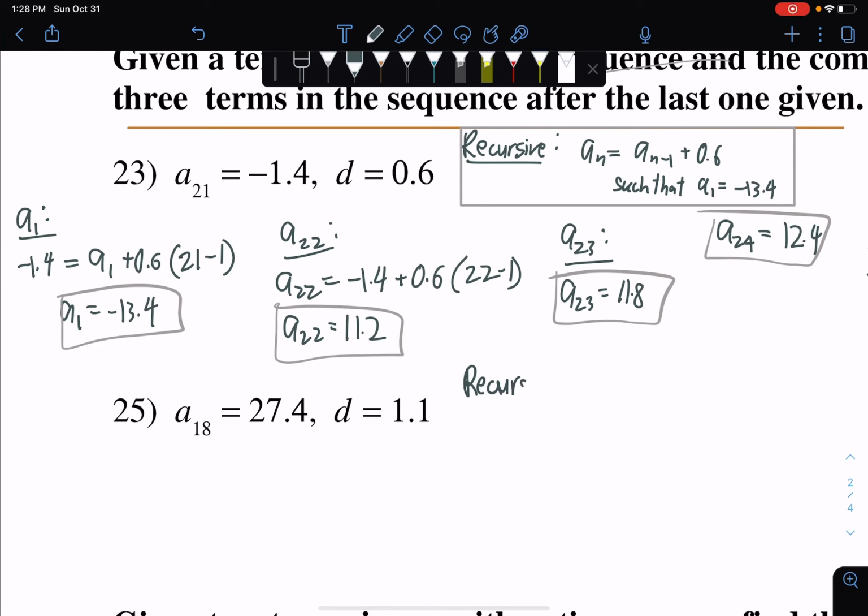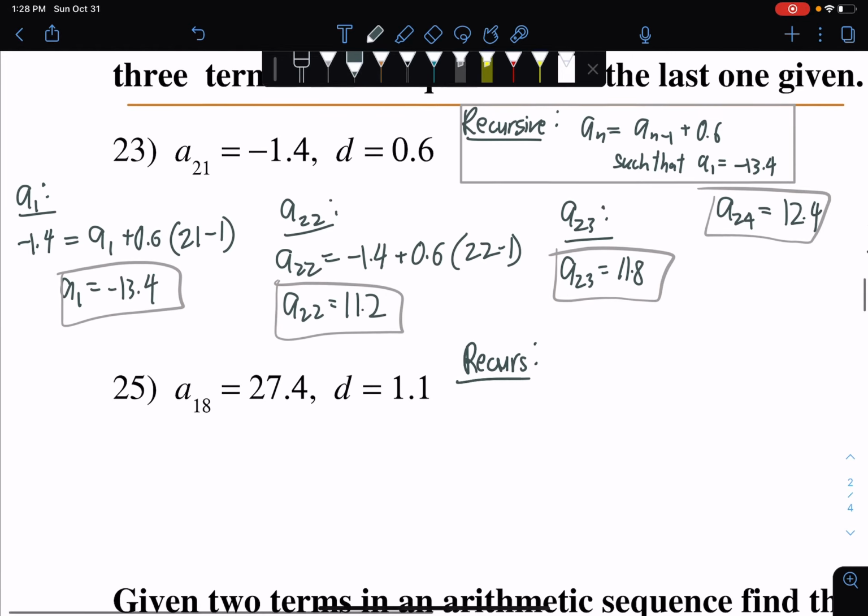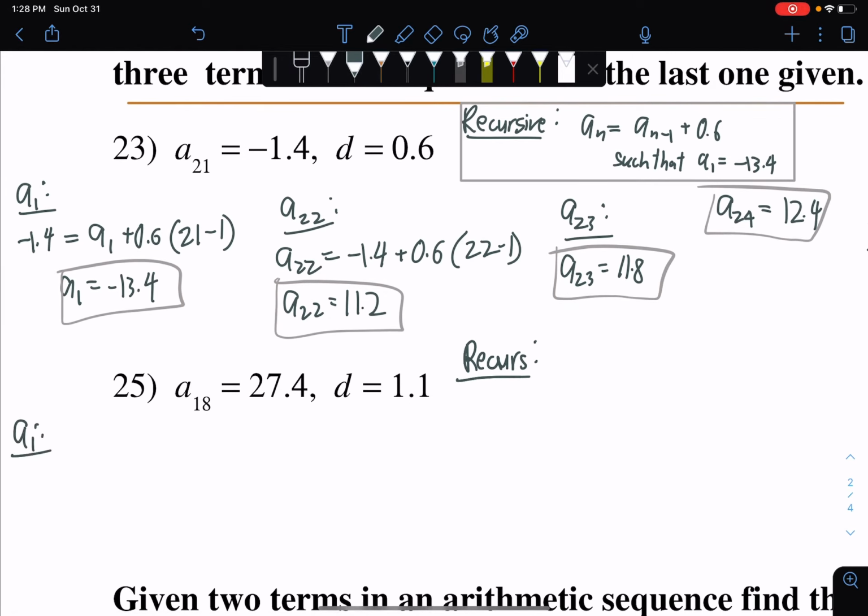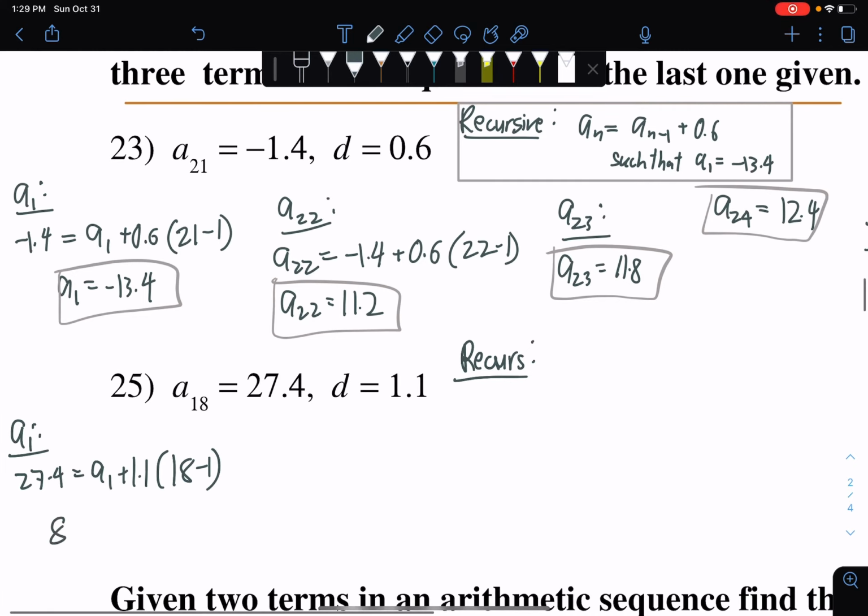Recursive, a sub 1. 27.4 is equal to a sub 1 plus 1.1 times the quantity 18 minus 1. 1.1 times 17 is 18.7. Move to the other side. 27.4 minus 18.7. Our answer is 8.7.